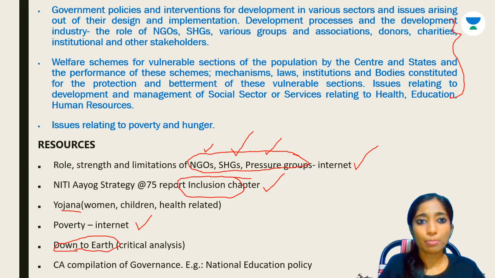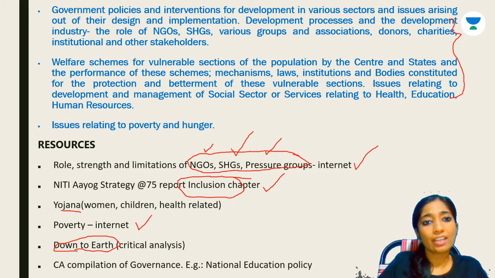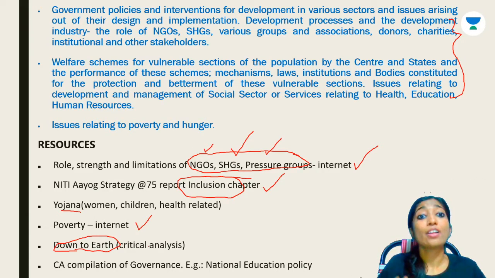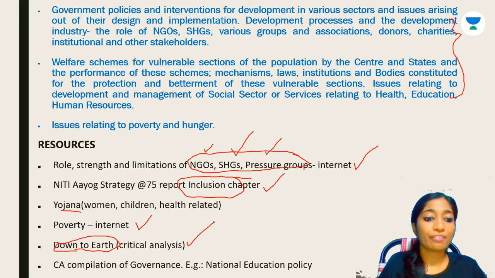When you refer to any book, you will either get negative or positive aspects. But in Down to Earth, they will give the overall picture. Positives will be there, negatives will be there, solutions also will be there. The solutions are very creative, so you can make use of those solutions in your answer and it will look very attractive. So if you get time, please do refer to this magazine.